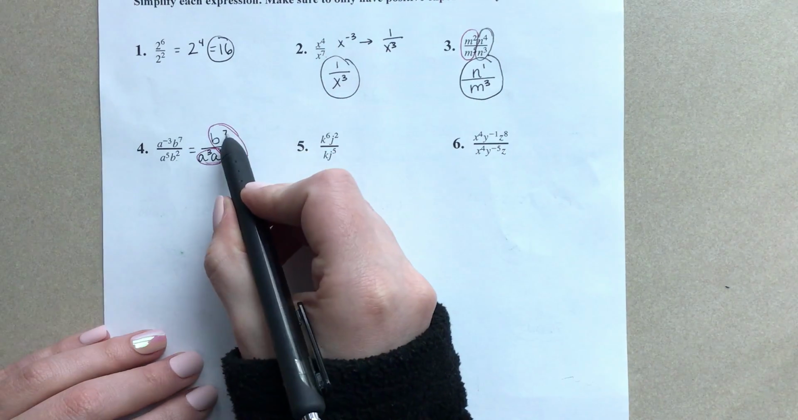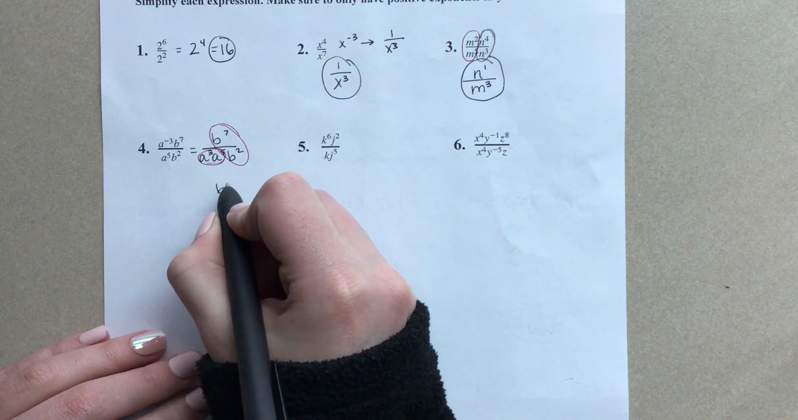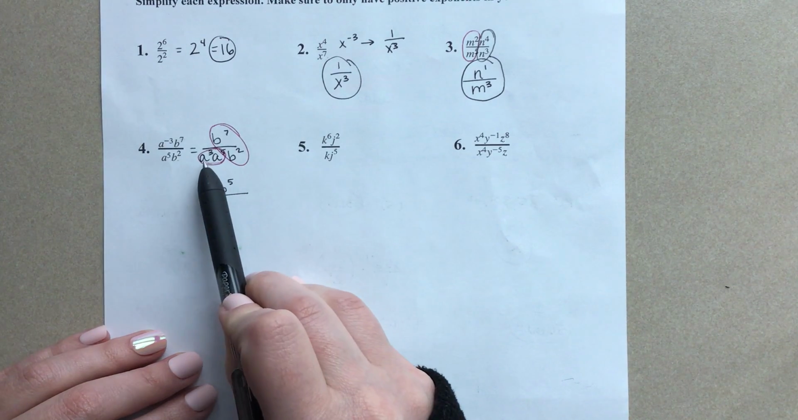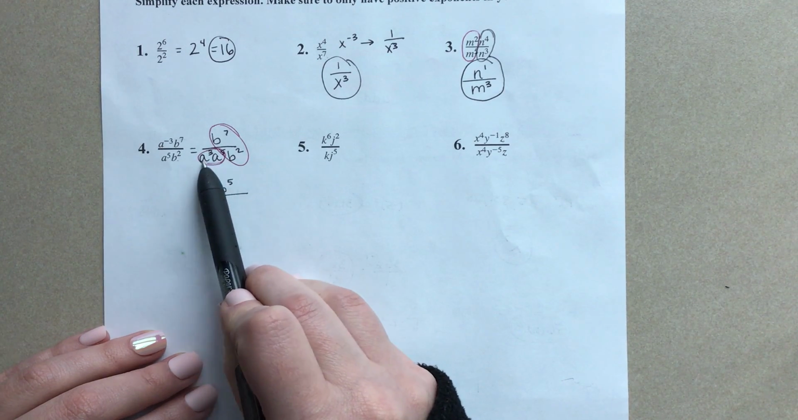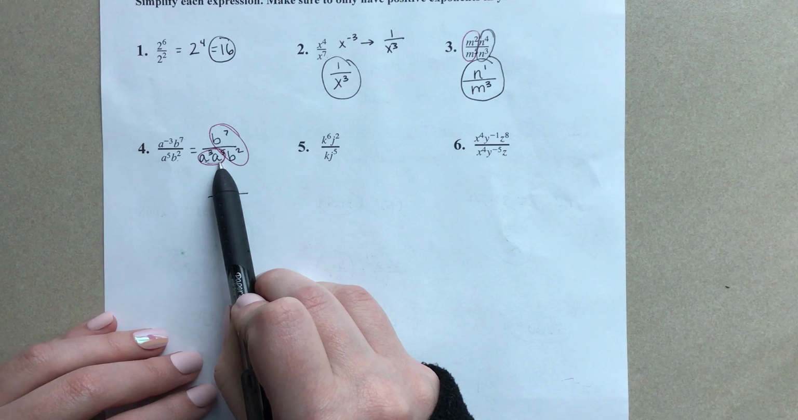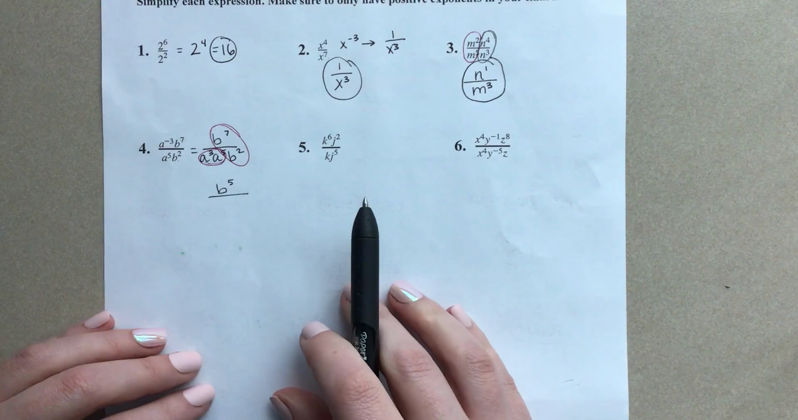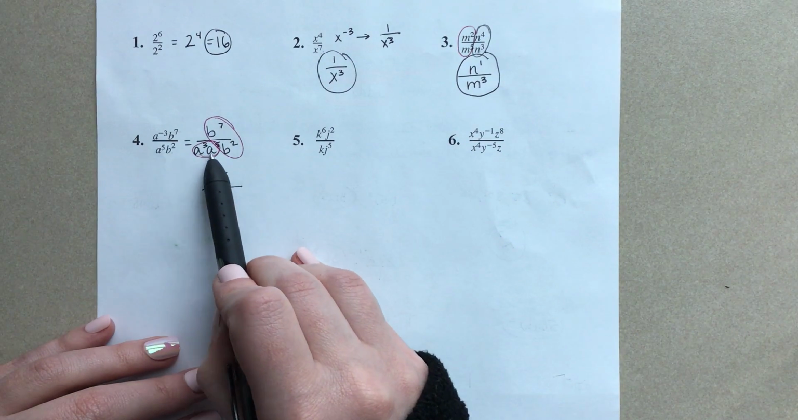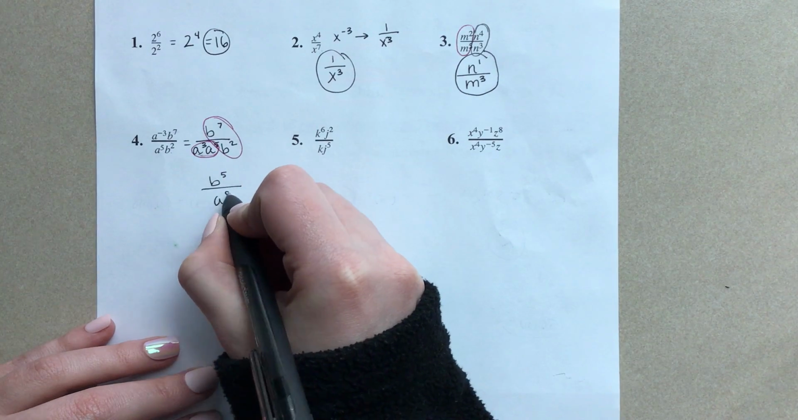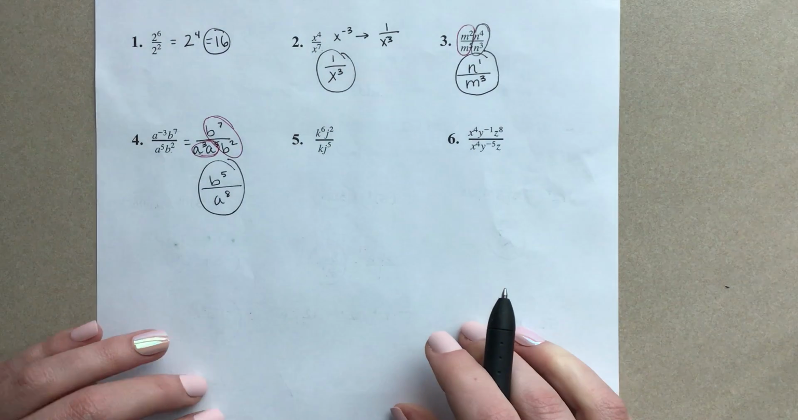The b's are going to be 7 minus 2 or 5, so b to the 5th up top. And then a to the 3rd and a to the 5th. Because they're right beside each other, that means multiplication, and they're in the bottom of the fraction. So a to the 3rd times a to the 5th is a to the 8th because I'm adding the exponents.